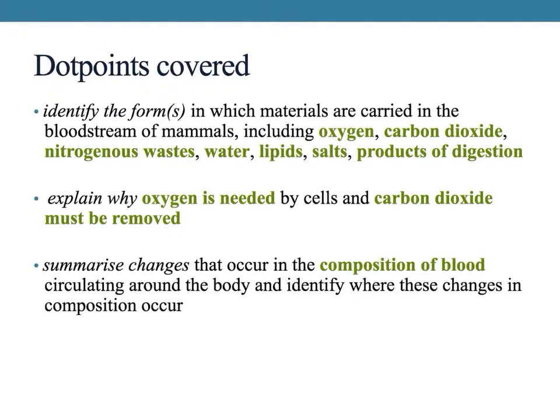We need to explain why oxygen is needed by cells and carbon dioxide must be removed. We need to summarise the changes that occur in the composition of blood as it's circulating around the body and identify where changes in composition occur.